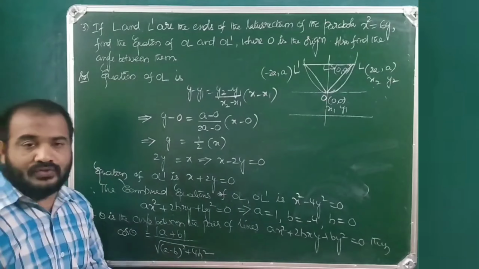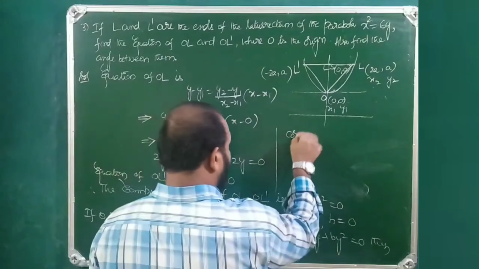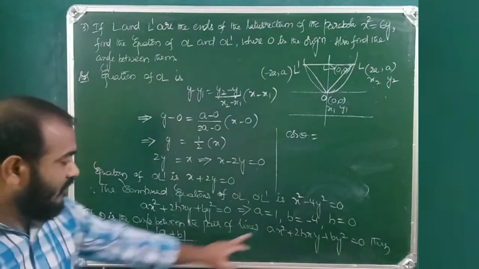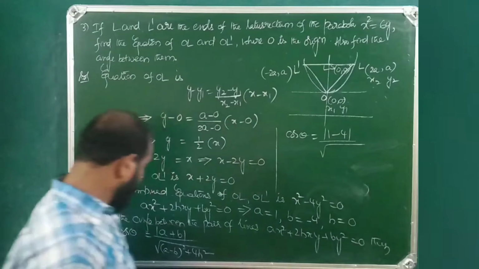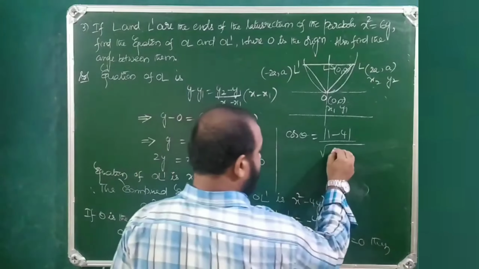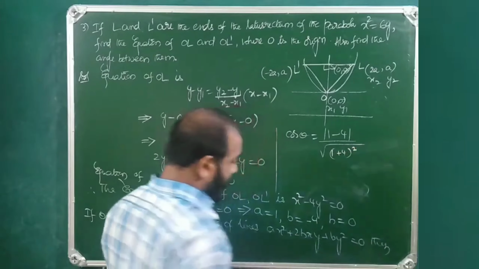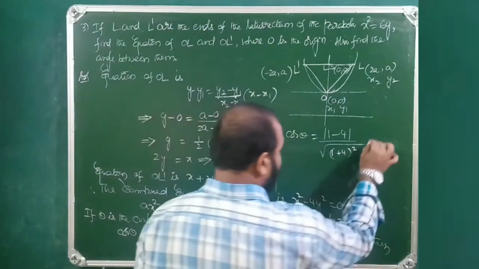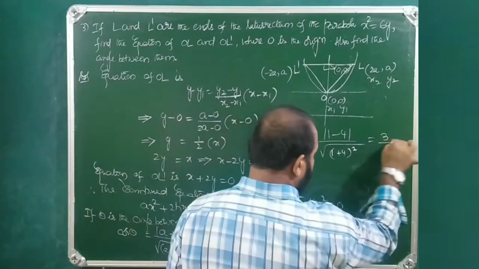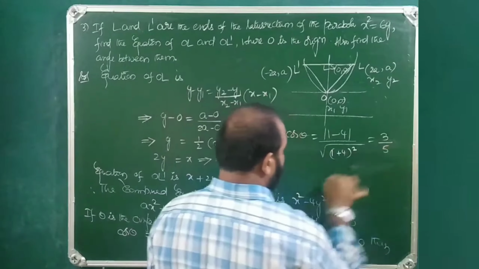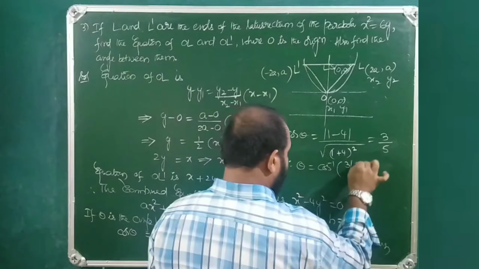Otherwise, the tan theta formula also you can write. So cos theta equals a plus b, where a is 1 and b is minus 4, by square root of a minus b whole square, 1 minus of minus 4 whole square, plus 4h square, which is 0. So 1 minus 4 is minus 3, modulus is plus 3, by 5. Therefore theta equals cos inverse 3 by 5.